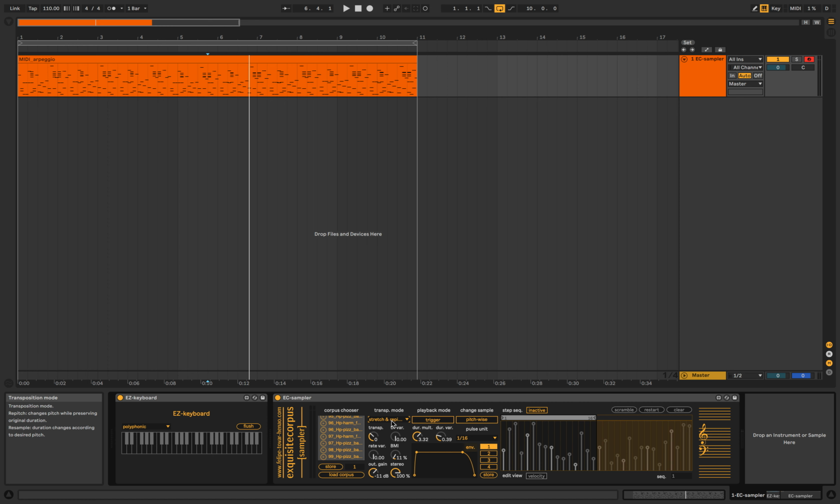Now it's also worth noting that both repitch and stretch and repitch are more CPU intensive than resample and of course than bypass, so bear this in mind whenever you use it.